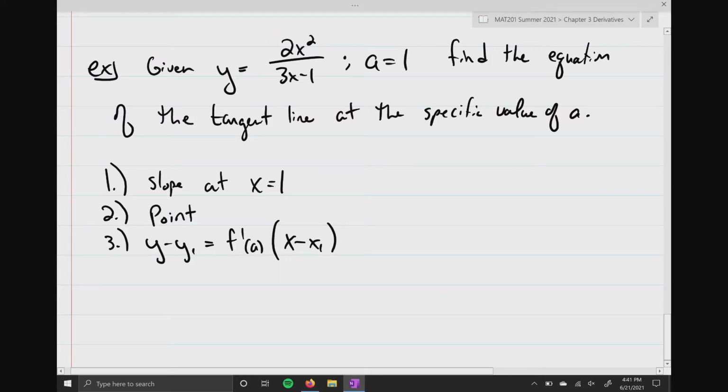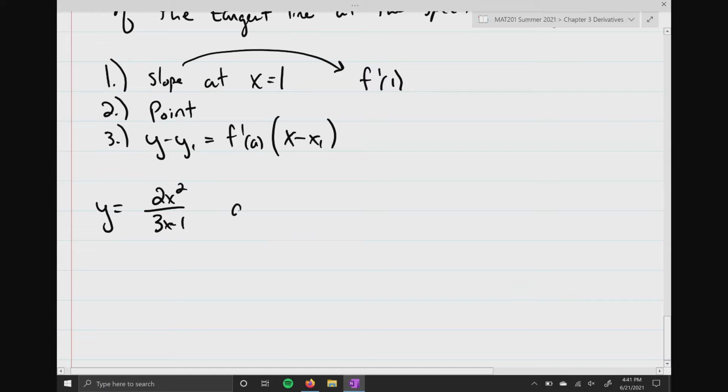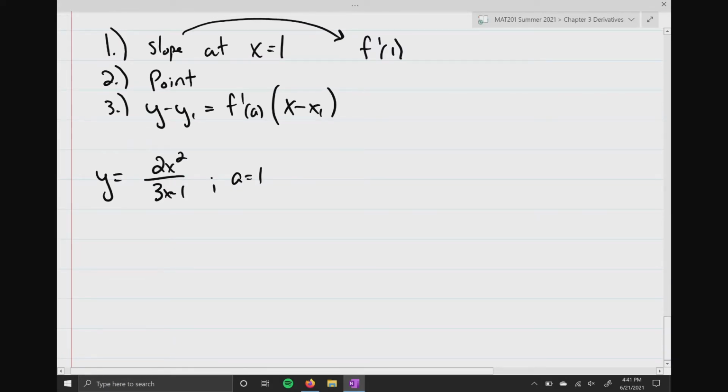So first, let's find the slope, which we know is going to be our derivative evaluated at 1. So in this case, it's going to be f prime of 1. So let me go ahead and just write this out. Because I'm going to be screwing up a lot here, so I just want to make sure I have it. So off to the right, f equals 2x squared. F prime equals 4x. G equals 3x minus 1. So g prime equals 3.